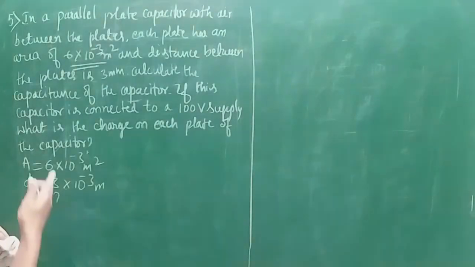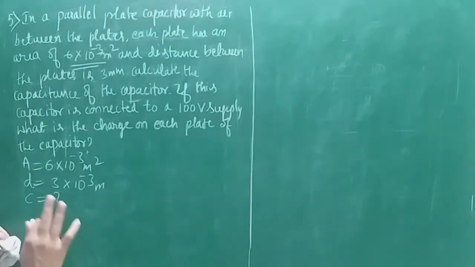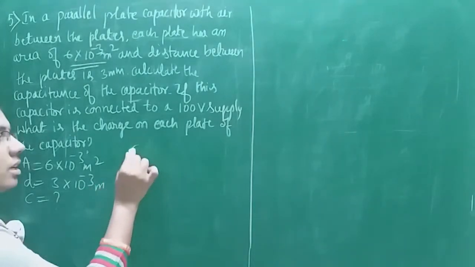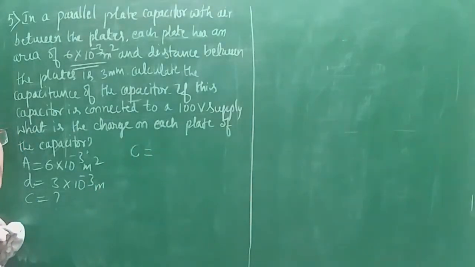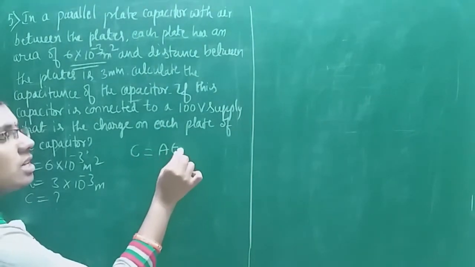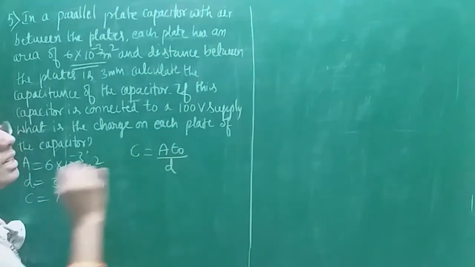So here, is there any medium between the two plates of the capacitor? They have not given one, that means it is an air capacitor, a parallel plate air capacitor. If the medium is air in between the two plates of the capacitor, then capacitance is given by the expression A into epsilon naught by D.